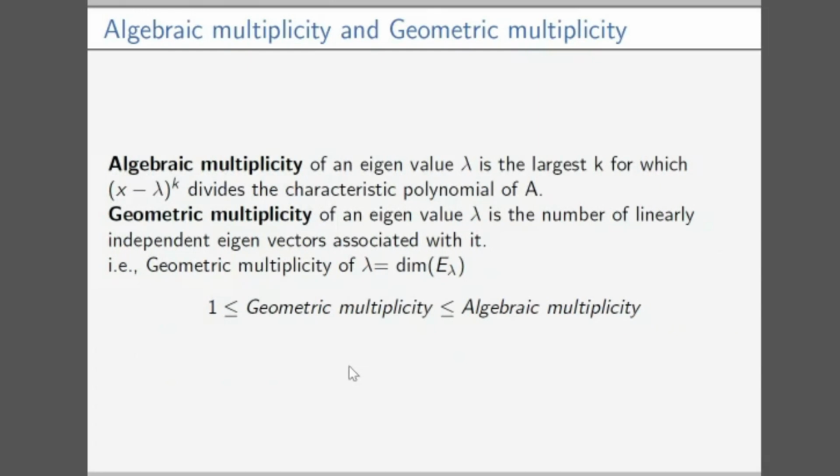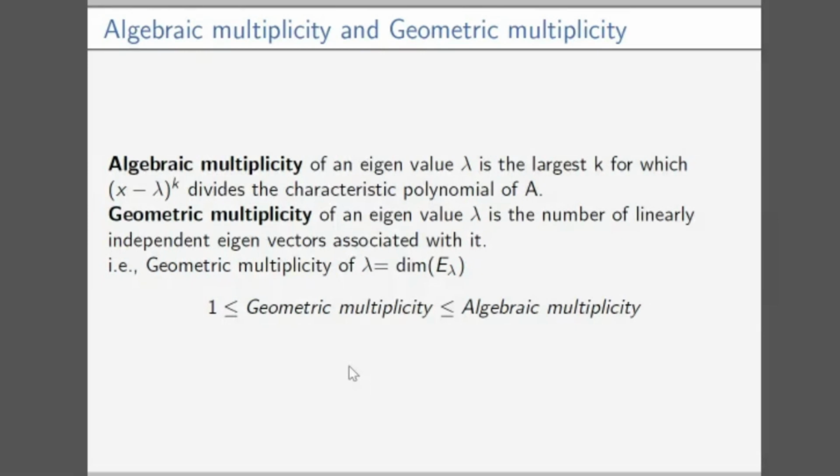Next, we have something called the algebraic multiplicity and geometric multiplicity. The algebraic multiplicity of an eigenvalue is the largest k for which (x minus lambda) to the power k divides the characteristic polynomial of A. That is a formal definition of algebraic multiplicity. Said more simply, if I take a matrix A of order n, list all its n eigenvalues, and pick one eigenvalue among them, say lambda, then the algebraic multiplicity of lambda is the number of times it repeats.